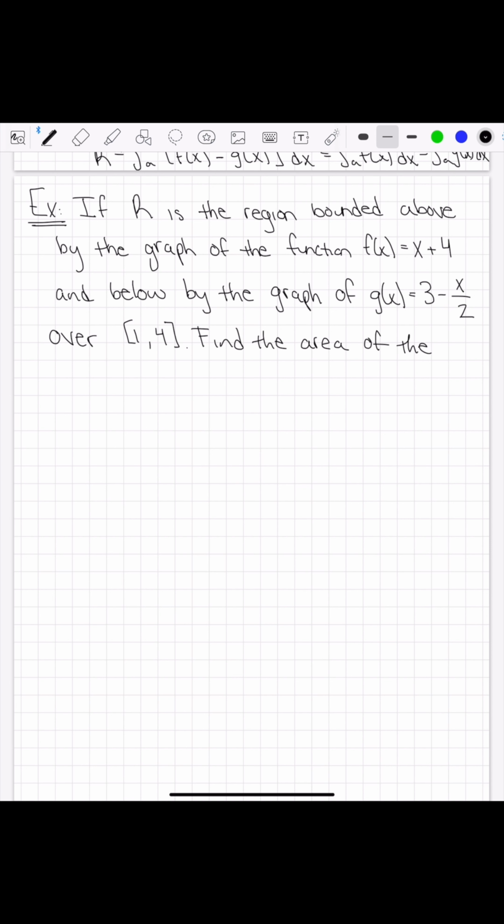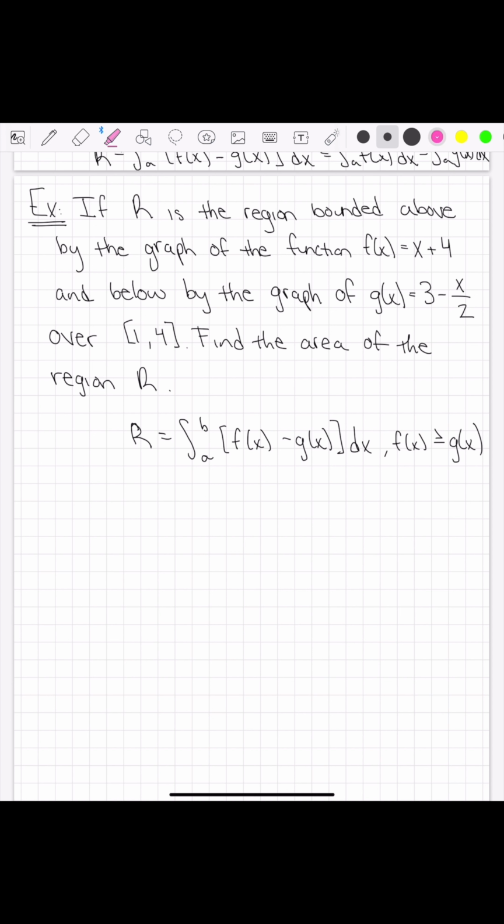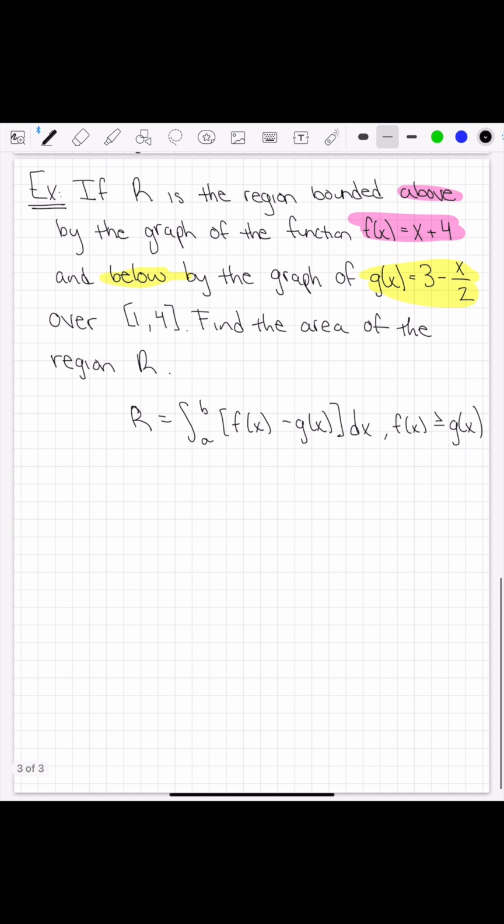of the region R. So remember, we defined R earlier to be the integral from a to b of f of x minus g of x, where f of x is always greater than or equal to g of x. So they tell us in this example that the region is bounded above by this f of x, and below by this g of x. So we don't really even need to graph this function to know how to set this up.